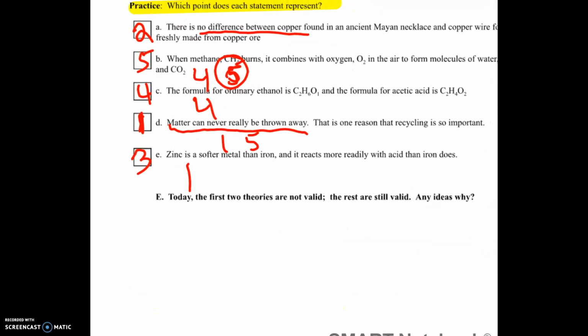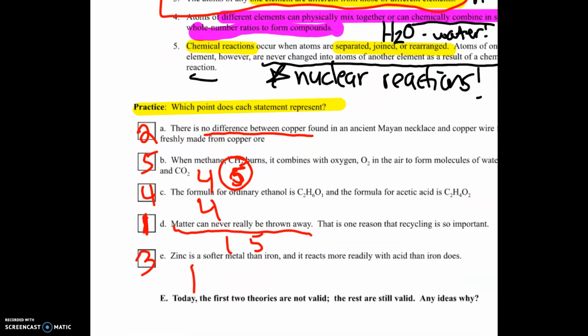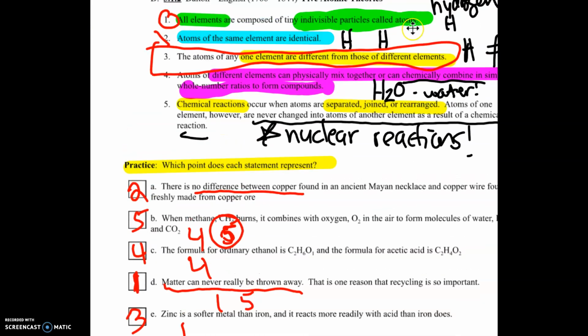Today, the first two theories from Dalton are not valid. Why not? Well, if we look back up to his first two theories, it was that all elements are made of atoms. Indivisible is the key word right there. That is not true today. We know that there is something smaller than an atom. Atoms are made up of tiny subatomic particles. And the other thing that isn't true today is that all atoms of the same element are identical. What's different, you're going to maybe remember from physical science, is we have things called isotopes. We'll get to that later in another video.